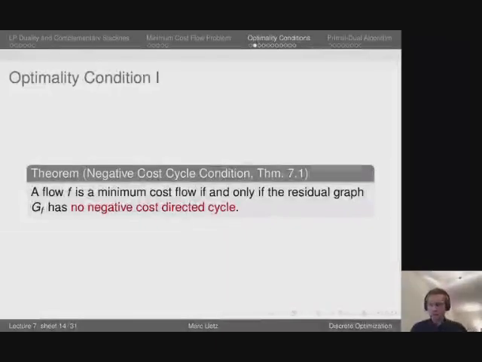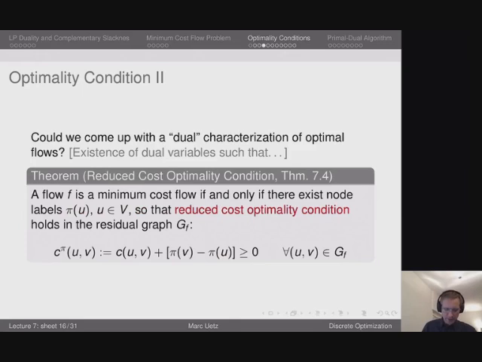Okay, so by now we have two characterizations of minimum cost flows, one by negative cost directed cycles in the residual graph, and the other one by non-negative reduced costs in the corresponding residual graph. Based on these two theorems, you can come up with different algorithms for which, using these theorems, you can prove optimality of the corresponding solutions.